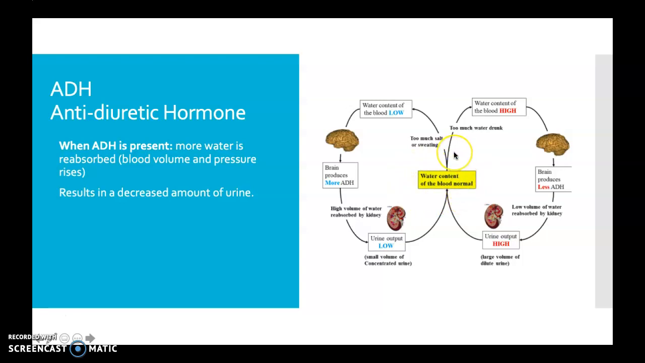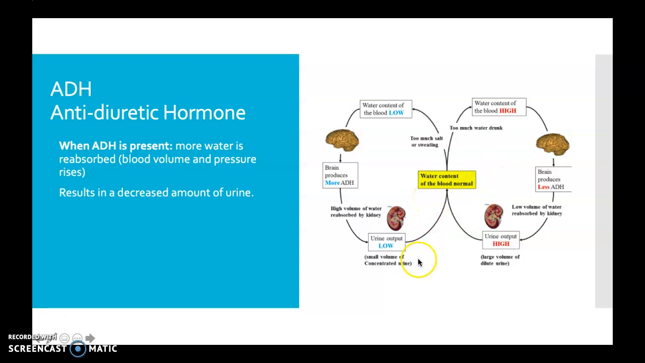But then on the other half, say you drank way too much water. So the water content in the blood is high because it's all being absorbed in the small intestine. Your brain will produce less ADH, and a lower volume of water is reabsorbed by the kidney, so it's getting rid of more of it. So the urine output will be high. You have a large volume of dilute urine, so your water content of the blood will be normal. Again, regulating that.